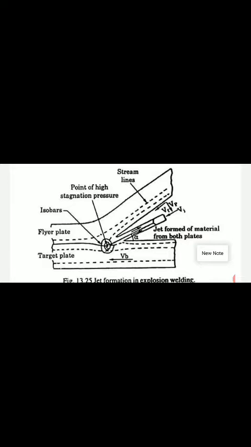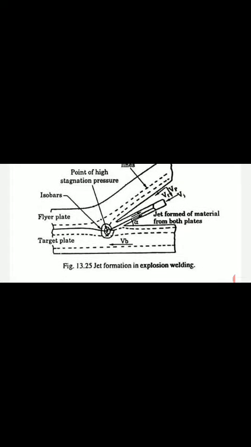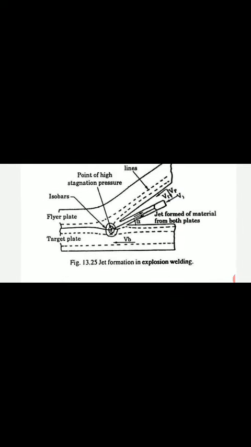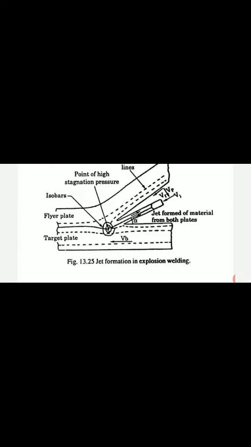This fluid pressure is so high that the shear resistance of the material is negligible. This causes welding of the two workpieces. The flare plate is divided into two jets, a salient jet and a re-entrant jet.